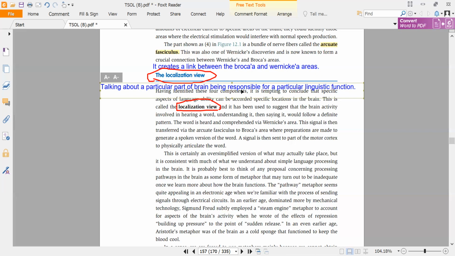But this localization view is not, you may say, an authentic view, an authentic perspective. It's limited in nature. Why? Because it has certain flaws. If you look at the human brain, I told you in the previous lecture as well that it's not possible to specify a particular part of the brain for a particular linguistic function, right? So if we specify a part of the brain for a particular linguistic function, then that is a limited view, and we do not have any evidence for that, right?